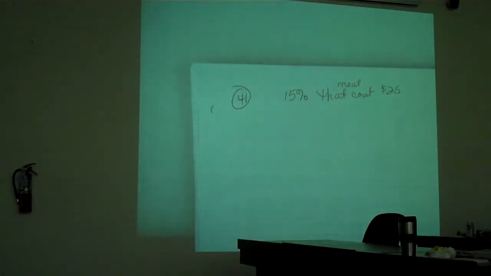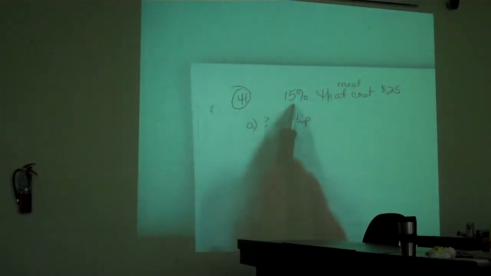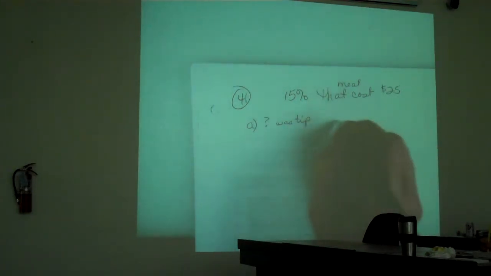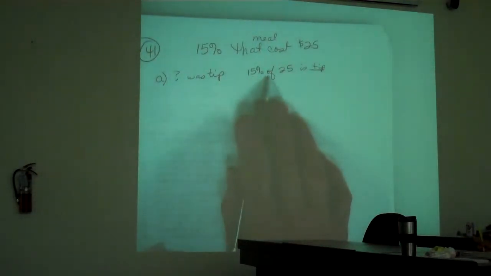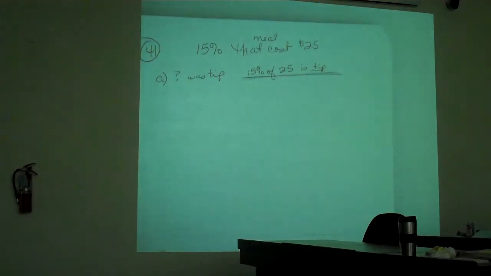Okay? A says how much was the tip? Okay, the tip is 15% of the meal, right? So you could put the tip is 15% of $25. So then you know how to plug it in. If you put it into words like this, then you'll be able to plug it into your proportion easier. Put it into a word problem that says percent of this is that.